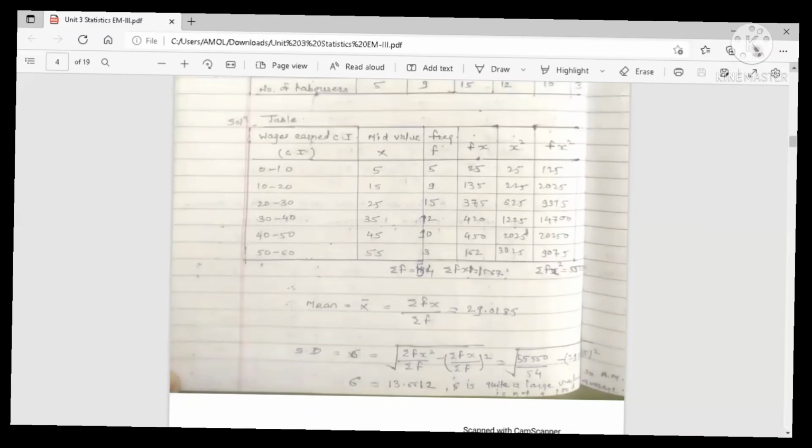So these are the examples on arithmetic mean and standard deviation.